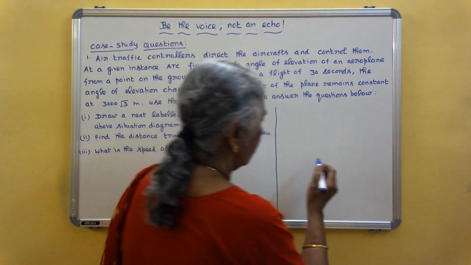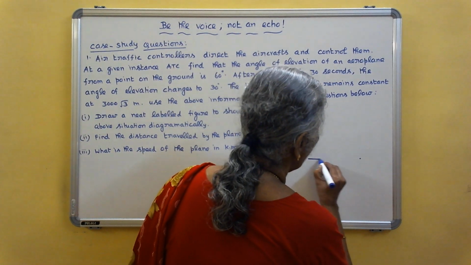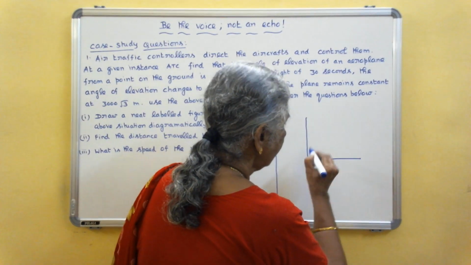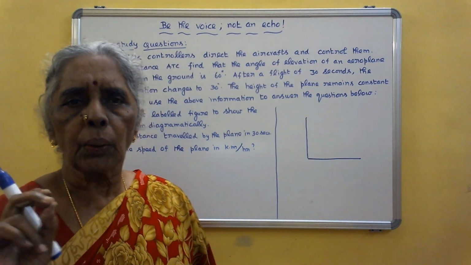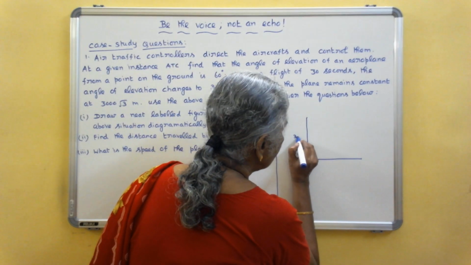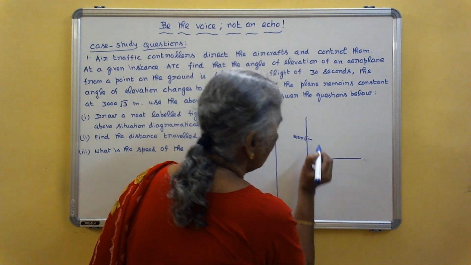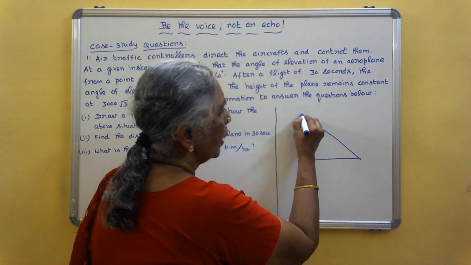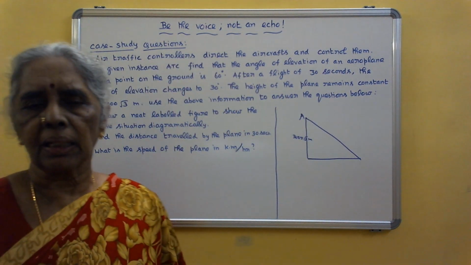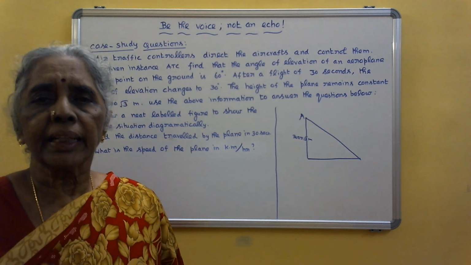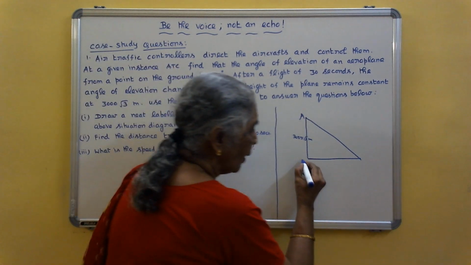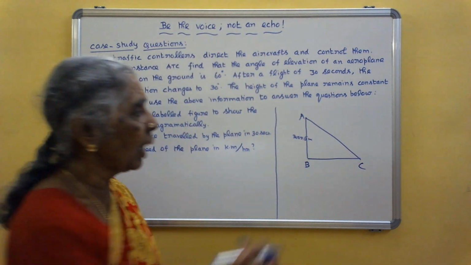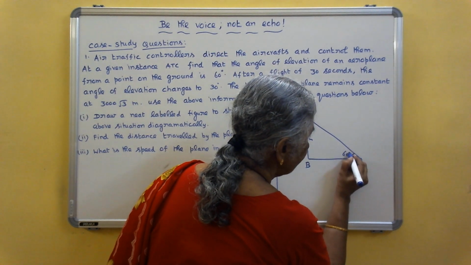Okay. So now, this is some point on the ground, and there is an aeroplane here at a height of 3000 root 3 meter. So this is 3000 root 3 meter, and I'm going to join this aeroplane. I call it as A. That is the position of the aeroplane. Initially, I call it A. The below point I call B. The point on the ground I call C. Now the angle of elevation is 60 degrees.